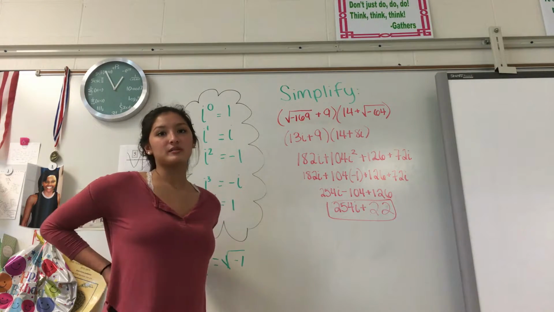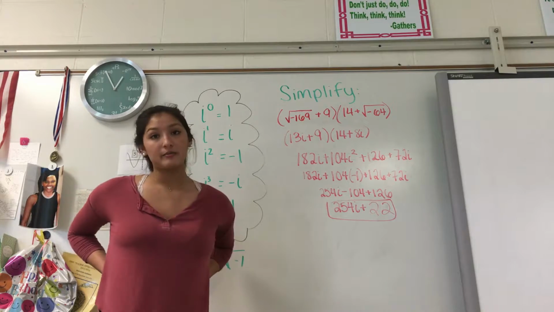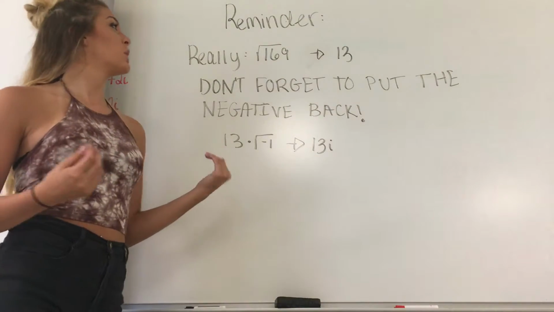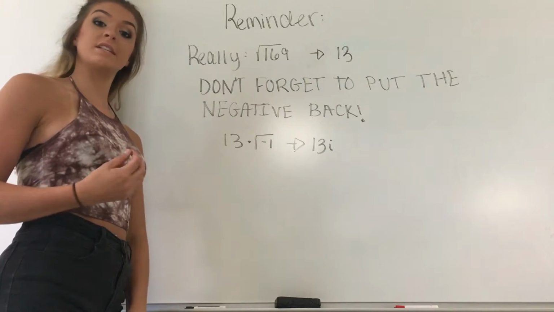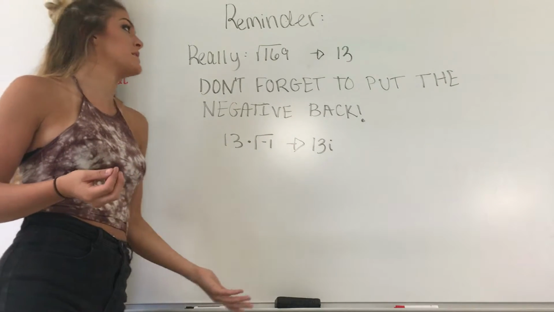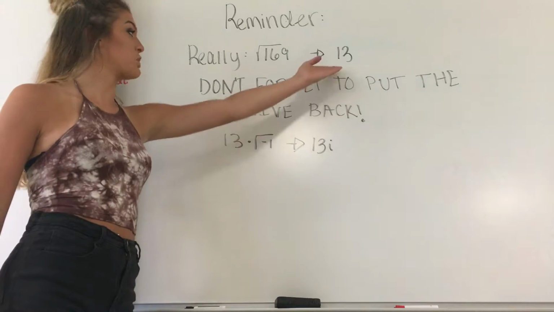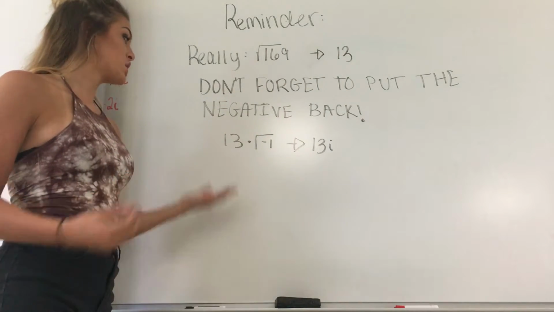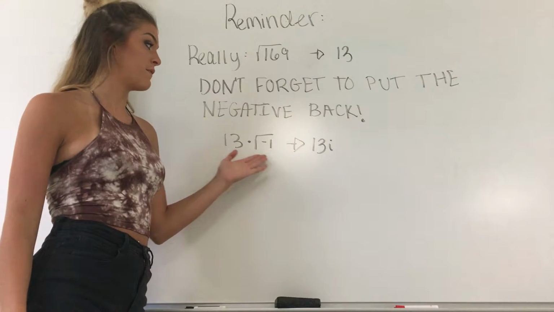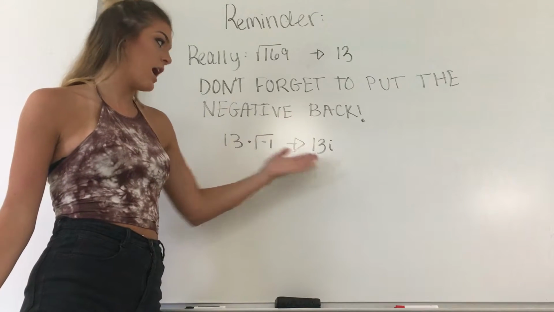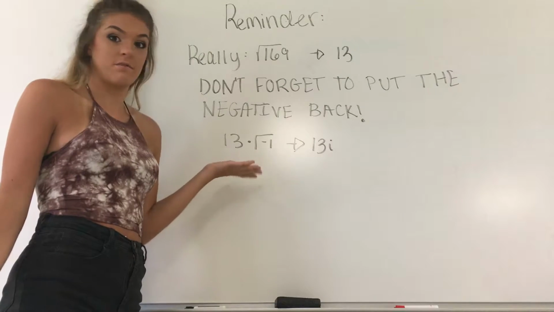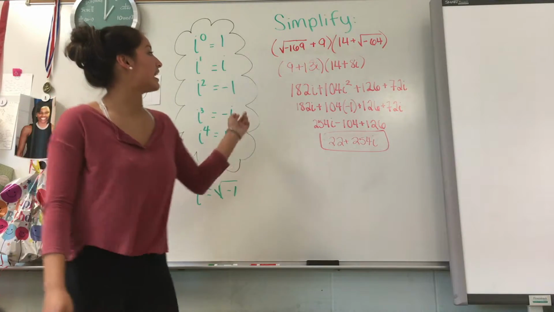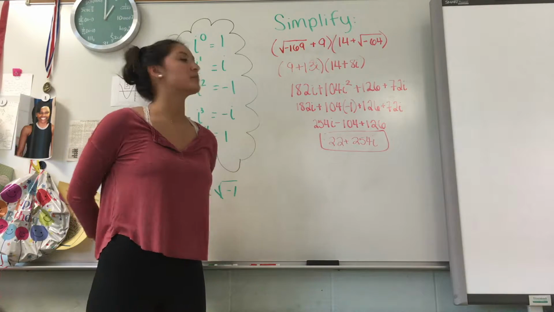But first, you have to simplify the radicals into i. Here's a tip. Imagine that the square root of -169 is really just the square root of 169. And what is that? 13. So now you have to add back in the square root of -1. So 13 times the square root of -1 is really 13i, because the square root of -1 is really i. Simplify the radicals. You get 9 plus 13i times 14 plus 8i.